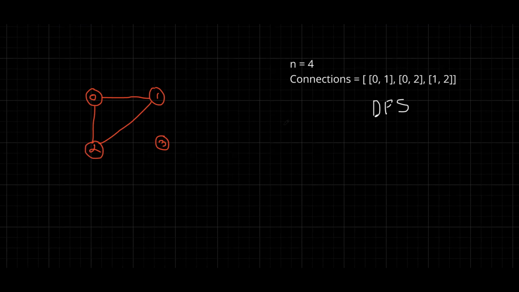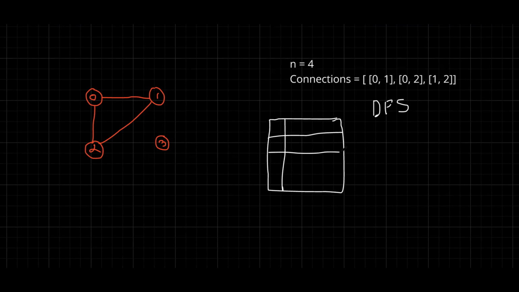So before jumping into the DFS, let's make an adjacency list. In the adjacency list, we will trace which node is connected to which node. So here we can see that node 0 is initially connected to 1 and 2. Node 1 is connected with 0 and 2. Node 2 is connected to 0 and 1. And node 3 is not connected to any other node yet.